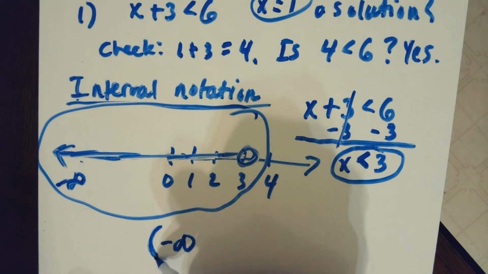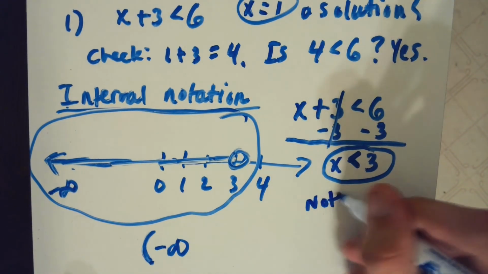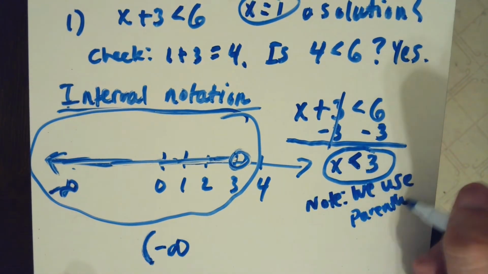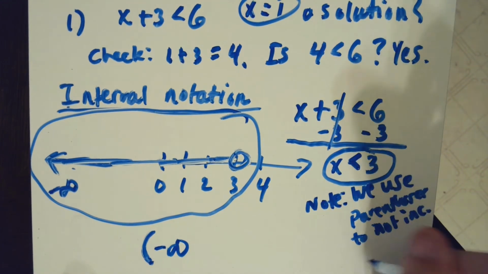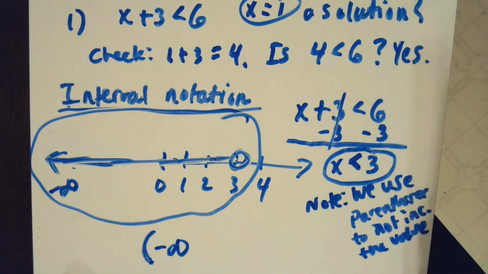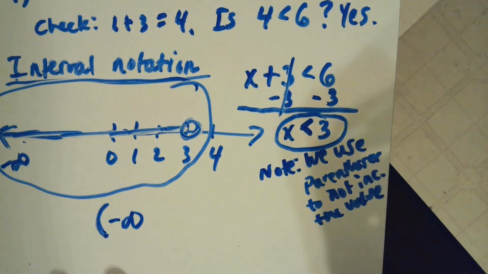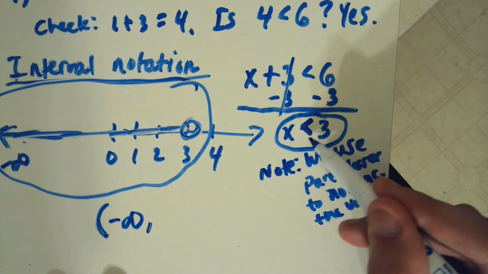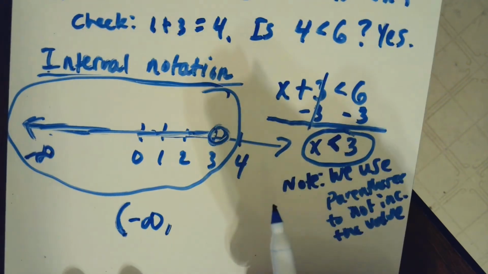And we use parentheses when we're not including the value. Let me write that off to the side. Note, we use parentheses to not include the value, and we use brackets to include the value. So I won't write that, but yeah, we use parentheses when we're not including the value. We use brackets when we are. So x is less than 3. Notice we're not including 3. We do not have x is less than or equal to 3. We just have x is less than 3.